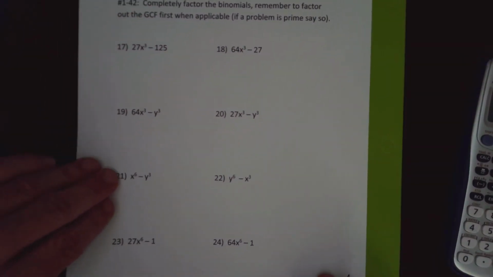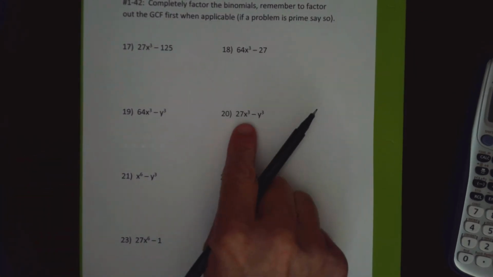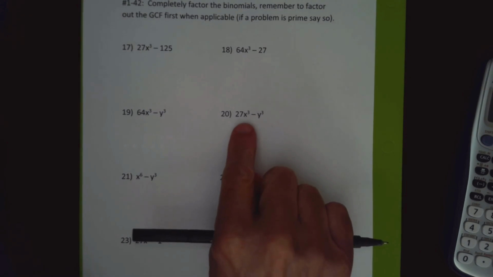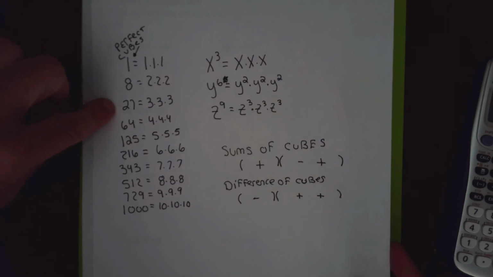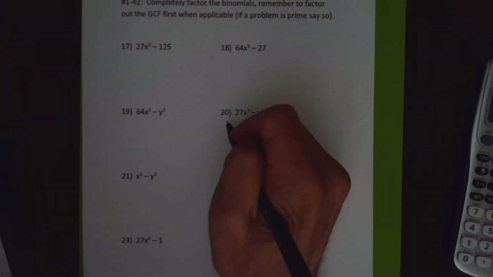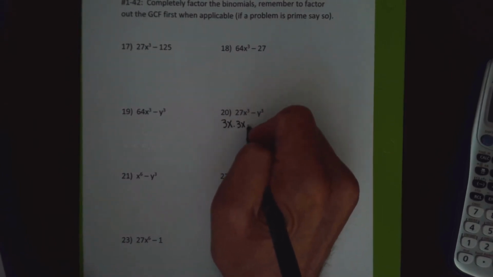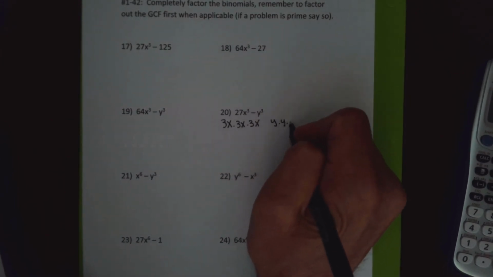These really aren't bad. I won't do every single even problem because it just feels like overkill. Let me work on 20. And if you want to skip a couple of these, if you feel good about these, you don't need to do every single problem. So 20, the 27 is 3 times 3 times 3. And the x cubed is x times x times x. So the 27x cubed, I'm going to write as 3x times 3x times 3x. And the y cubed I'm going to write as y times y times y.